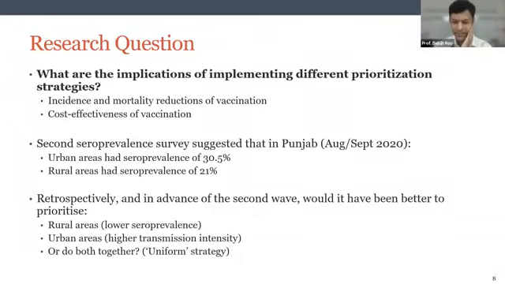So Sripad, there's a quick question here. Sure. The question is, what is the seroprevalence methodology?